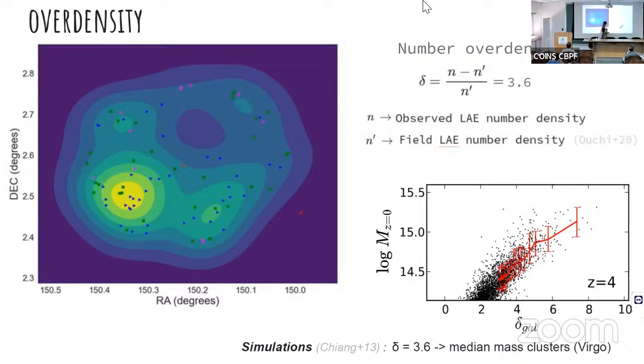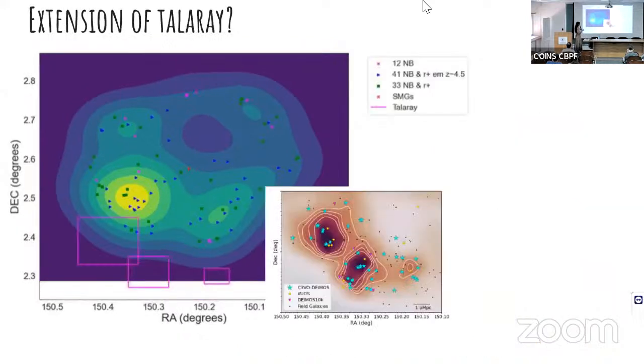And if we go to simulations, we can see what kind of structure it will be at redshift 0. And if we have the 3.6, it's here, a little greater than 14.5. This is in the log. So it's like a medium mass cluster like Virgo. But there is something pretty interesting here, because there is a protocluster in the literature right at this redshift, just a little below this structure that we found. And this is called the Taralay protocluster. So it seems like we found the extension of this bigger structure.